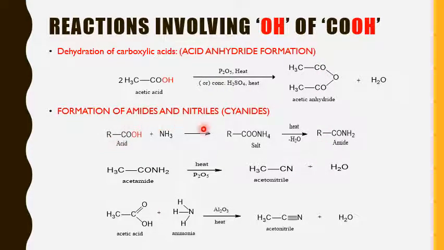And the next is the formation of amides. You can have the amide formation by the action of ammonia with carboxylic acid, where an ammonium salt of the carboxylic acid is formed, which upon heating will eliminate one water molecule and give the corresponding amide. And these amides, upon dehydration with dehydrating agents such as P2O5, will result in the formation of cyanides or nitriles. You can also have the formation of nitriles directly by heating carboxylic acid with ammonia over hot alumina. Okay, so these are the reactions which involve the OH of the COOH group.